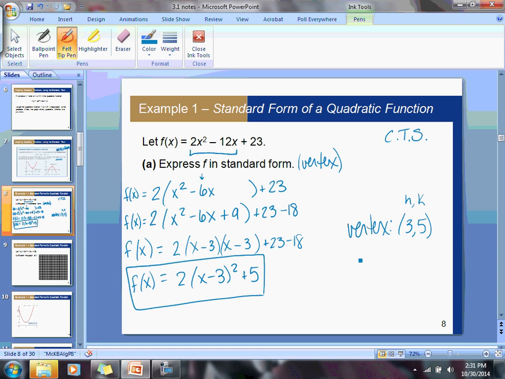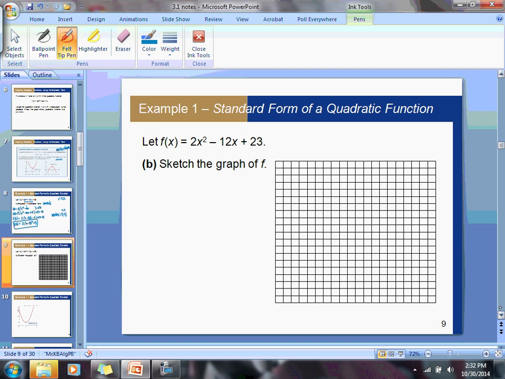But if we're dealing with our y-intercept, we really want to think back to our original equation. Okay? So I'll come back to that in a moment because we're done with part A, but we're going to move on to part B now where they want us to graph the function. Okay? So to graph it, I'm going to make a table of values. I have x and f of x.